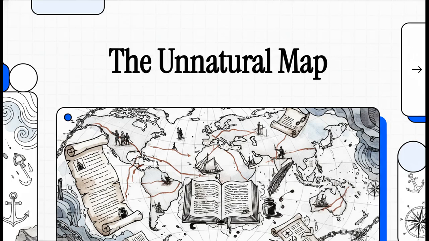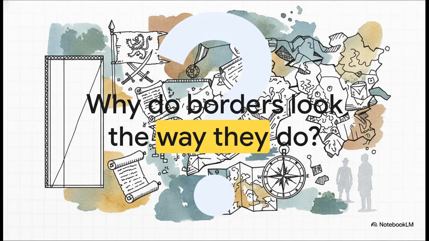When you look at a world map, it feels so permanent, right? So fixed. But the thing is, it's not. It's actually a living document, a story of power, conflict, and identity. And every single line on that map was drawn with the ink of history. So, have you ever wondered why the map looks the way it does?